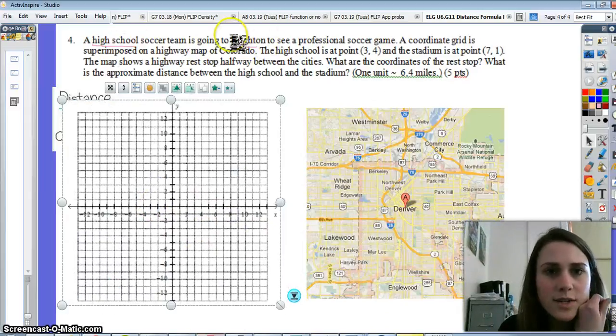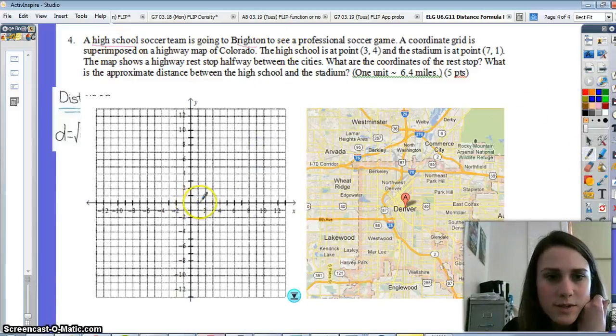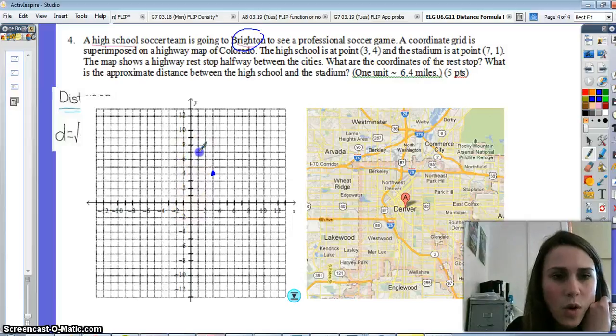So we have a high school soccer team going to Brighton. The high school is at point 3, 4. So if we had a coordinate grid, we would say the high school is at this point right here. And the stadium in Brighton is at point 7, 1. Oops, did I do that right? No, 7 is my x direction. Y is here. So we're traveling from here, the high school, to here, Brighton.